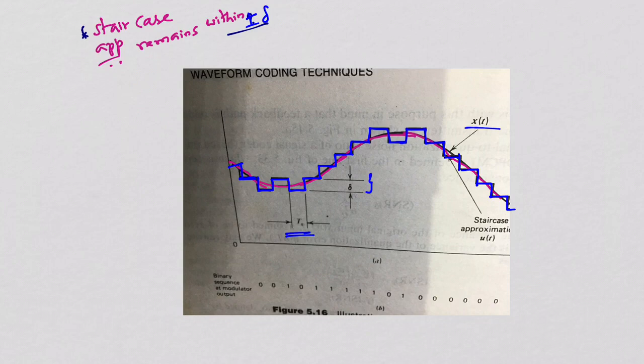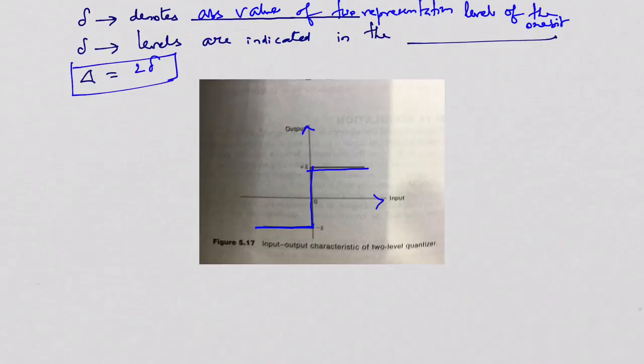If the approximation lies above the signal, it is diminished by delta. If the approximation falls below the signal at any sampling instant, then it is increased by delta. In fact, delta denotes the absolute value of the two representation levels of the 1-bit quantizer, whereas delta levels are indicated by the graph which is shown at the bottom.